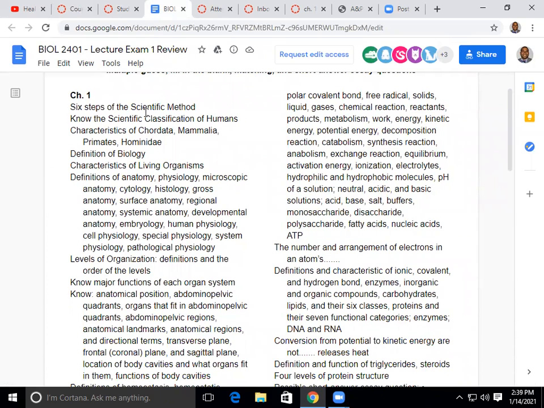So for chapter one, the things you need to make sure you know are the six steps of the scientific method. Know scientific classification of humans, characteristics of Chordata, Mammalia, Primates, Hominidae, definition of biology, characteristics of living organisms, definitions of physiology, microscopic anatomy, cytology, histology, gross anatomy, surface anatomy, regional anatomy, systemic anatomy, developmental anatomy, embryology, human physiology, cell physiology, special physiology, system physiology, pathological physiology. Sounds like a lot, but if you see the words, you know what the words mean, right? So you shouldn't have to memorize too much there.